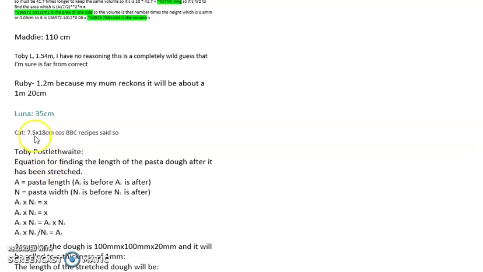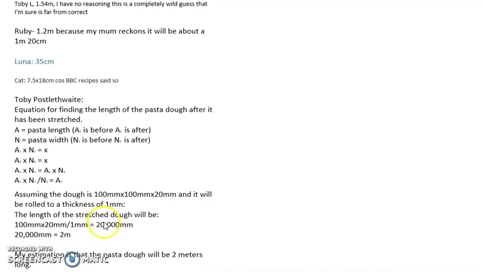Cat 7.5 times 18 centimetres because BBC Recipe said so. Well, I'm not sure exactly what this means. Do I have to work this out myself? Is this an unfinished calculation here? BBC Recipe is very good though. I did actually get the pasta recipe from there, so I recommend going onto there if you want to do some cooking. I like Toby Postlethwaite's answer here.